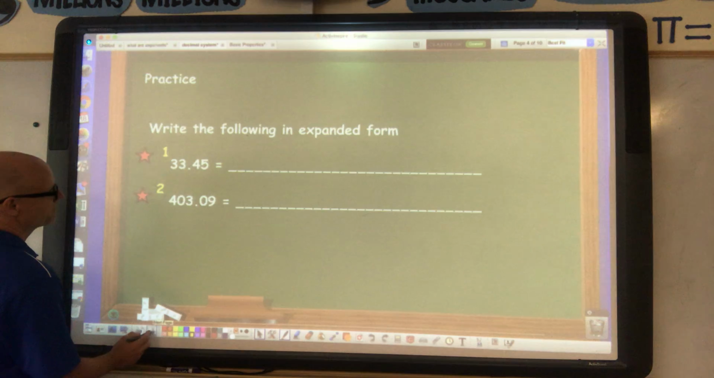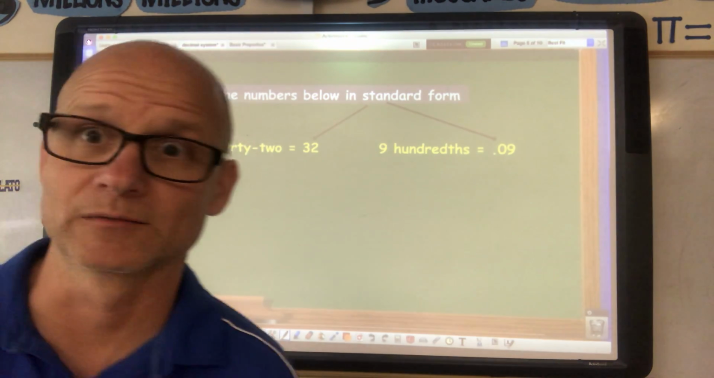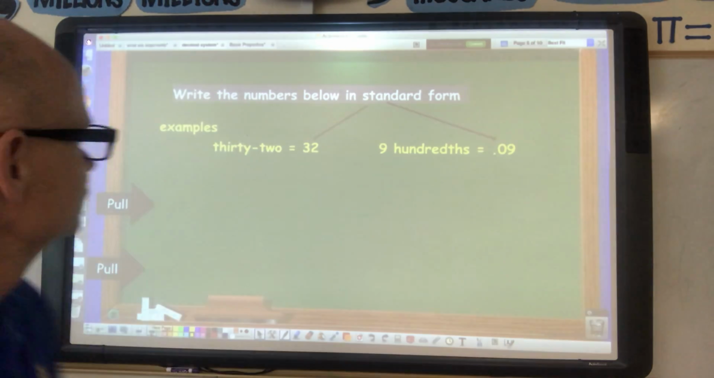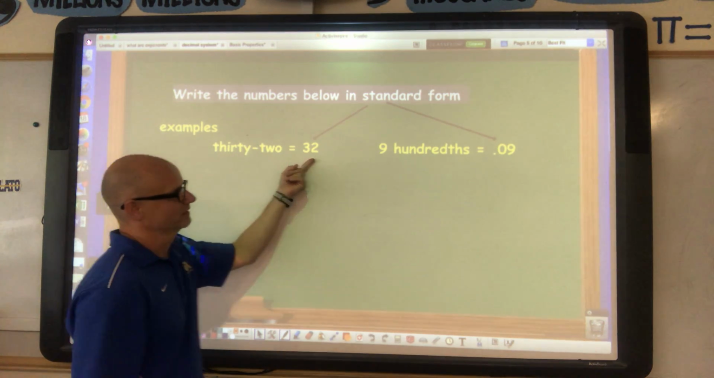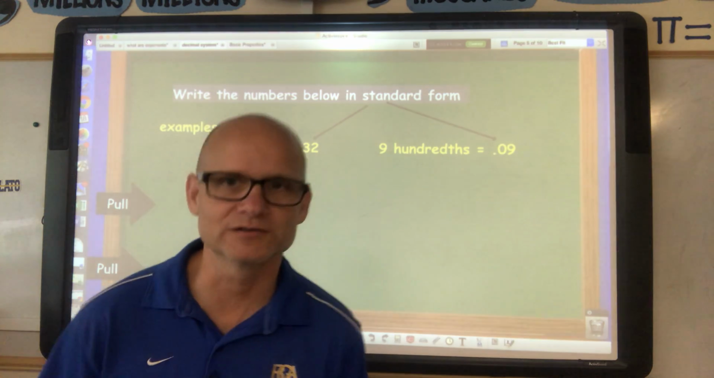Press pause if you need to. So, hey, and then writing in standard form. You guys have been doing this since you were probably 5 years old, but writing in standard form just means you write in numbers. So when you write this in word form, standard form means that. Standard form means that, which just means numbers, yeah.